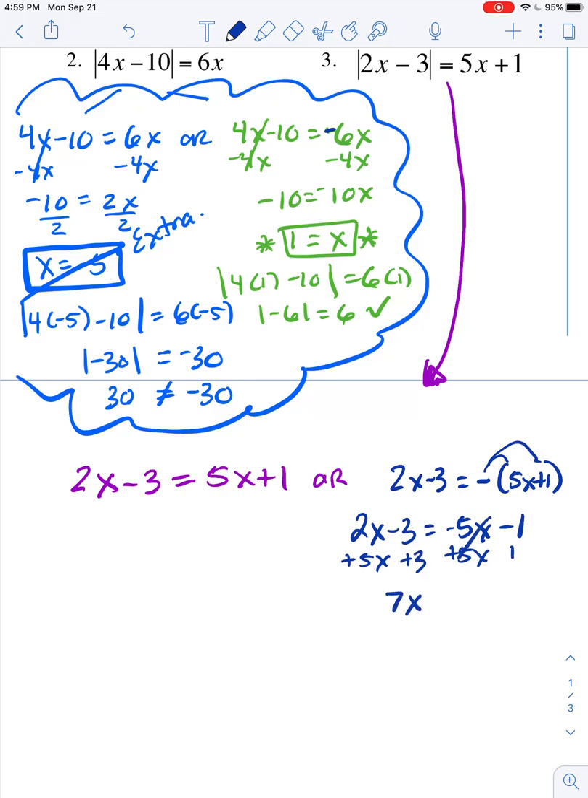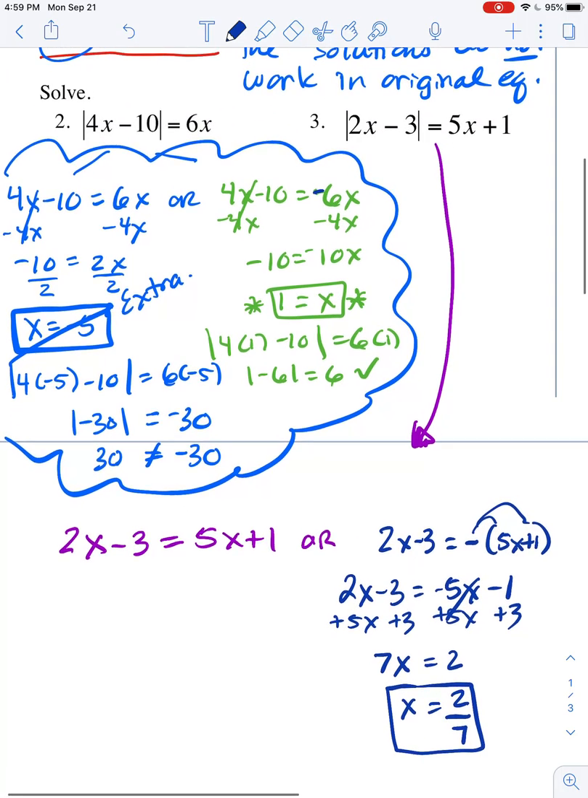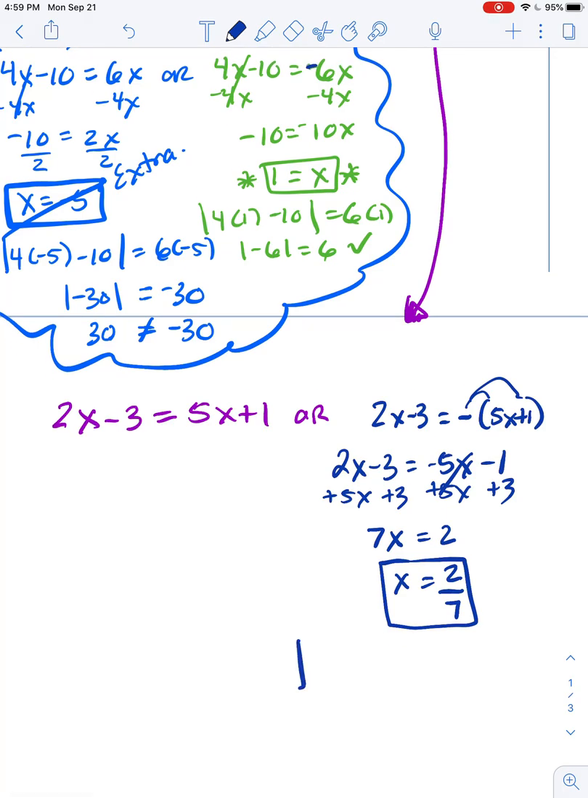So 7x, I'm going to add this 3 over here. And again, don't go into panic mode because you got a fraction. We're in honors math. Fractions happen. Okay, so now I need to go back to my original problem, the one up here with the bars and everything, and check to see if this is going to work.